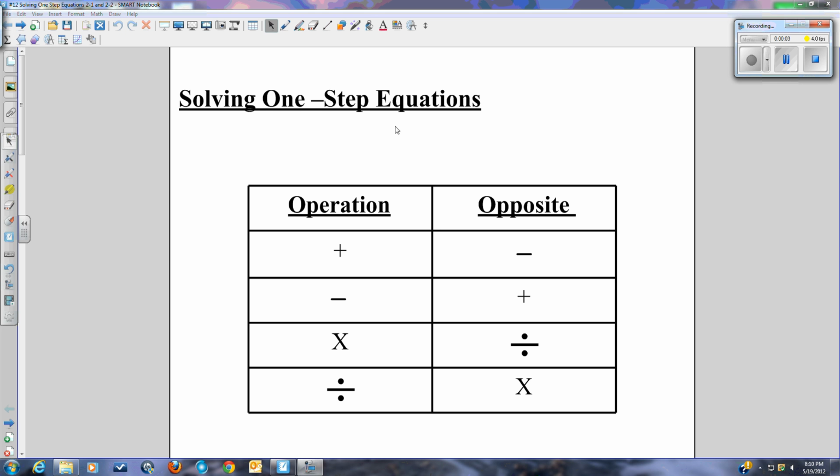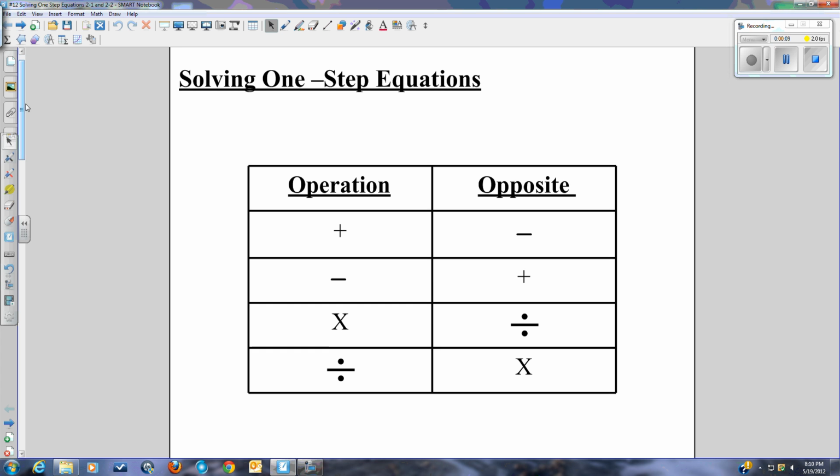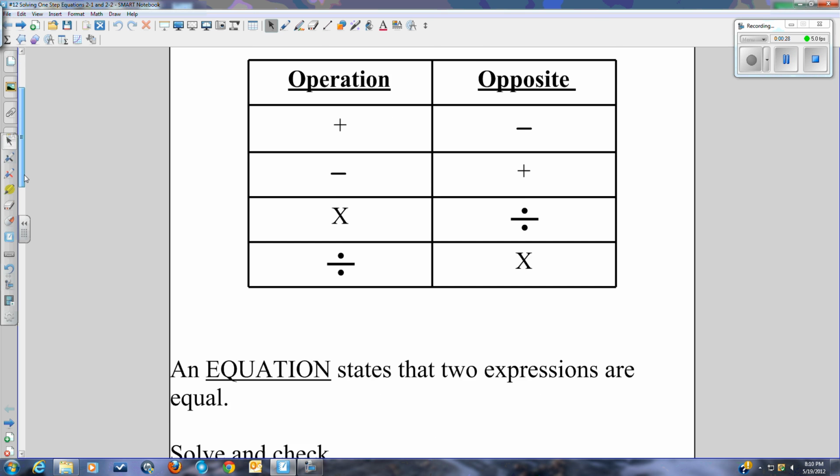In this video, we're going to be talking about solving one-step equations. This chart shows that every operation has its opposite operation. The opposite of addition is subtraction. The opposite of subtraction is addition. The opposite of multiplication is division. And the opposite of division is multiplication. This is what we're going to be using to solve equations.